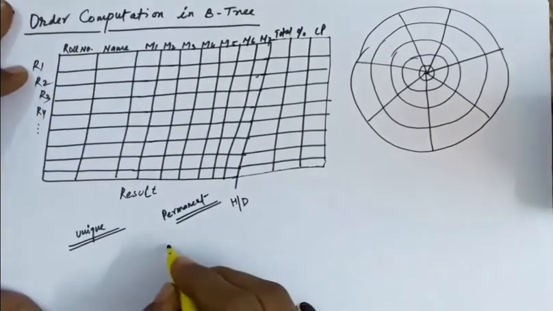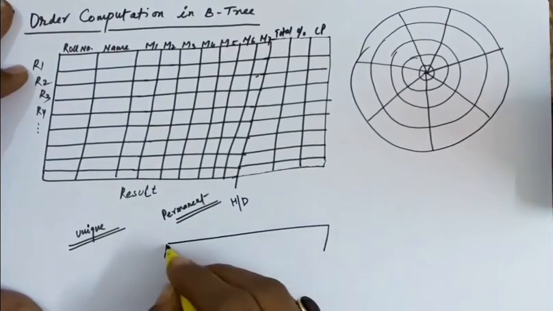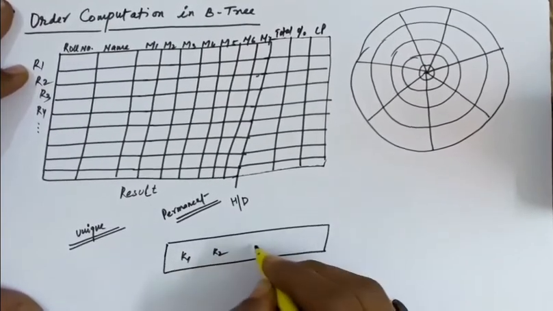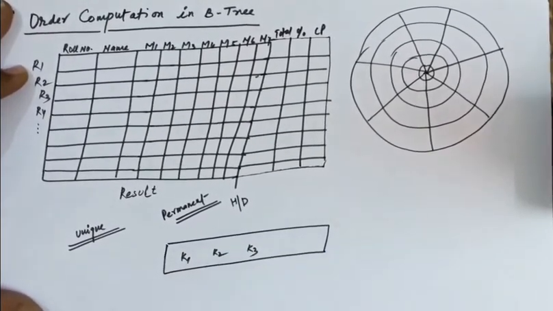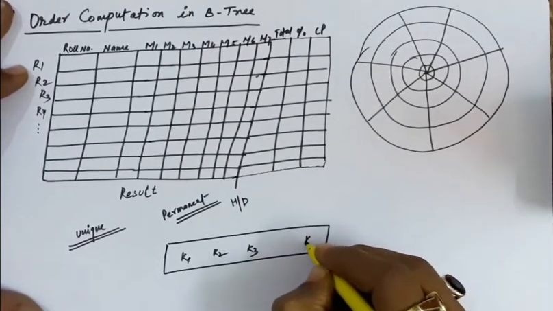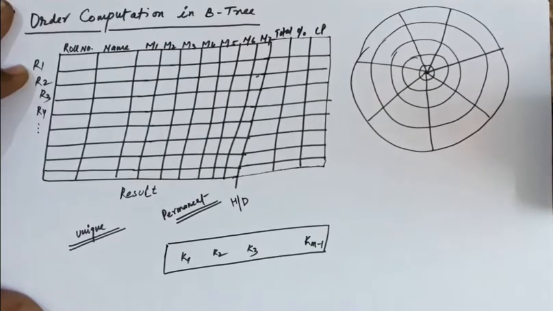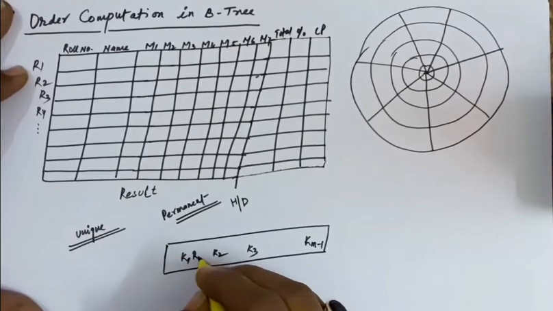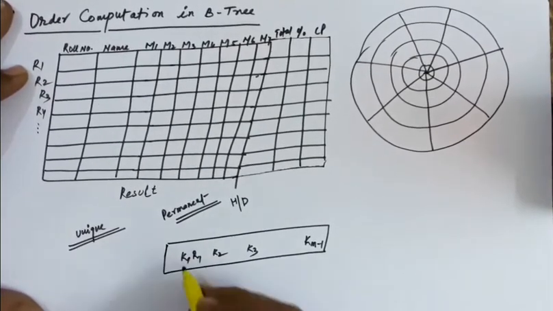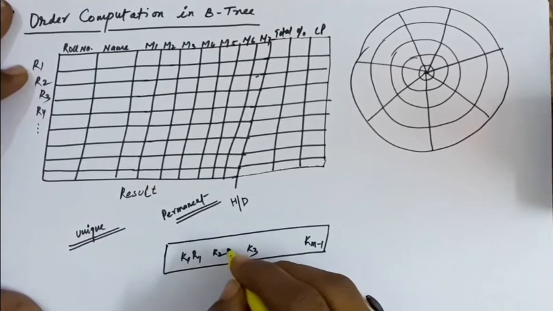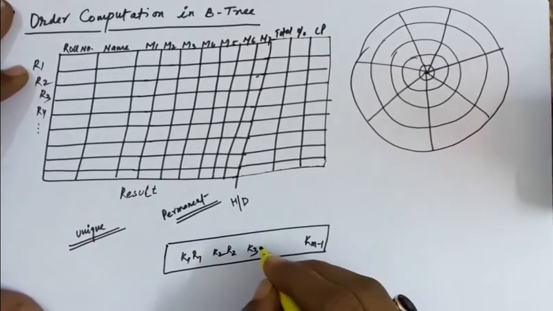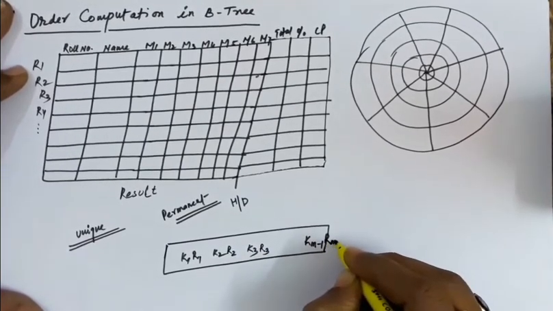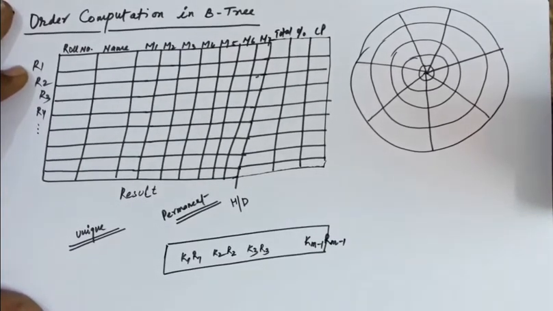So the B-tree nodes contain the keys, let's say K1 key, K2 key, K3 key, and so forth. Let's say the order is M, so it will be containing M-1 keys. Along with these keys, every B-tree node contains the address of the record. For K1 key, R1 is the record address. For K2 key, R2 is the record address. For K3 key, R3 is the record address. Similarly, for KM-1 key, RM-1 will be the record address.